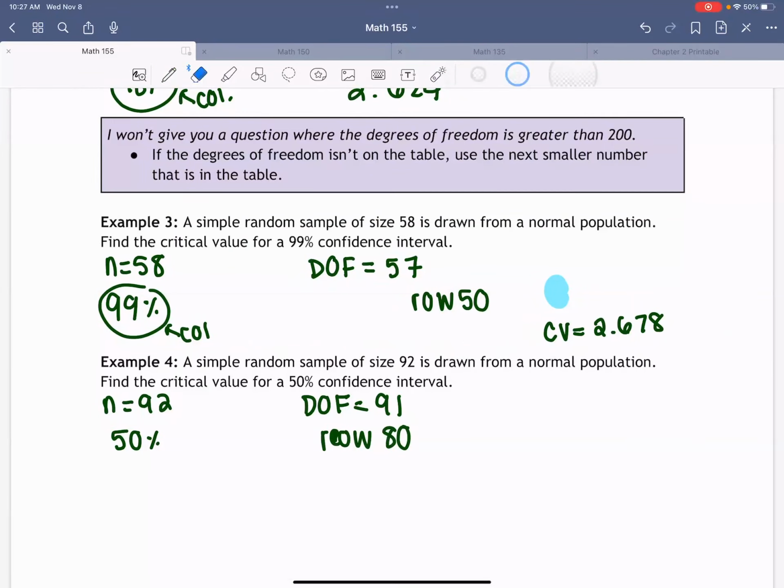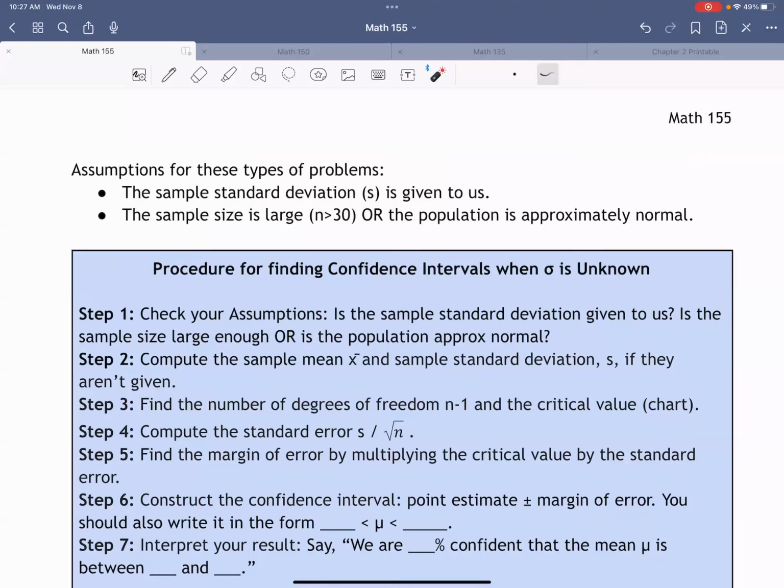So I didn't really talk about assumptions yet. So we do have some assumptions for these questions. First of all, these questions don't give us sigma, right? So the whole point of that first question was basically when we put everything together in this whole chapter, we're going to ask ourselves, okay, is S given or is sigma given? And that's going to tell us which chart to use, right? In the last section, we used the small chart. This section, we're using the big chart. In this type of question, I'm going to ask you if S is given to us. Are we given the sample standard deviation?